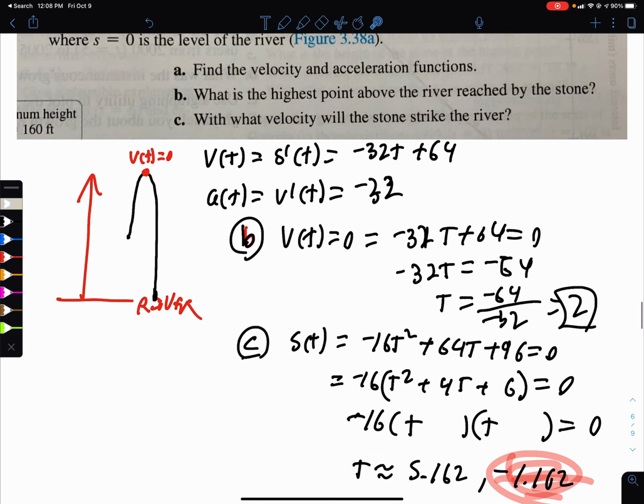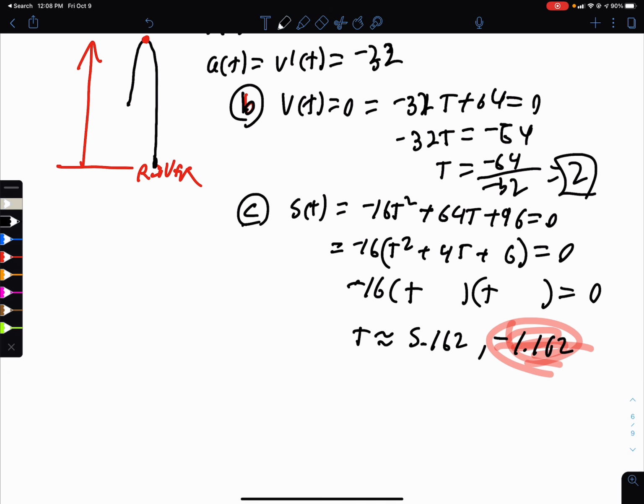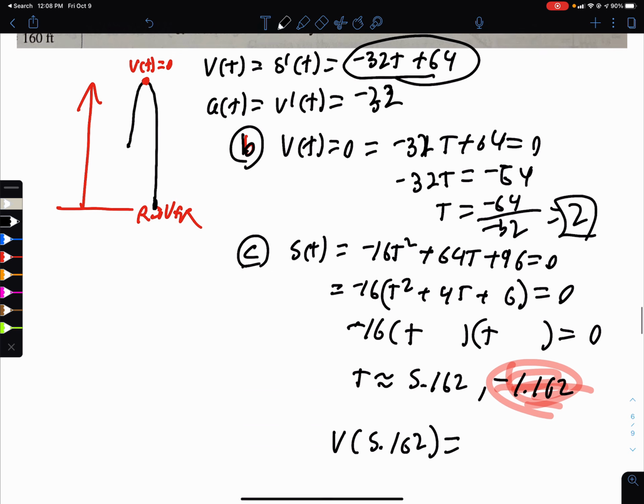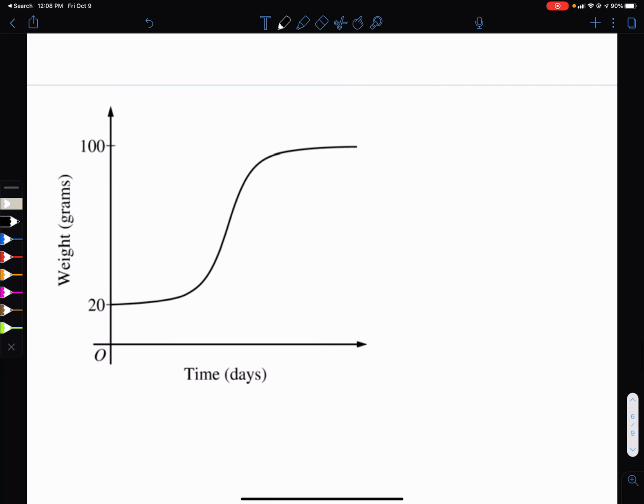So what's the question asking for? What was the velocity? I know the time when it strikes the water. So to find the velocity, I plug 5.162 into the velocity function, which I have here. And if I do that, it comes out to be approximately negative 101.184. And why negative? Because it's moving down. Down is a negative velocity. So that is C.